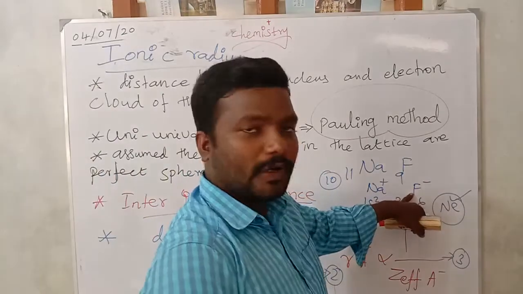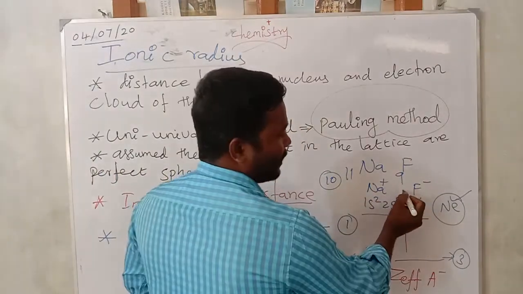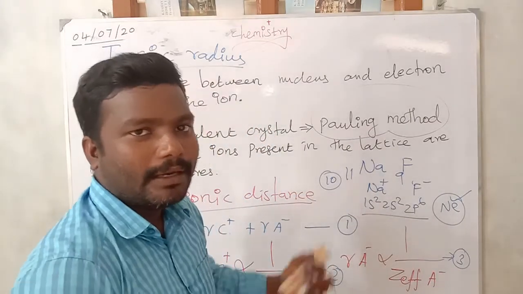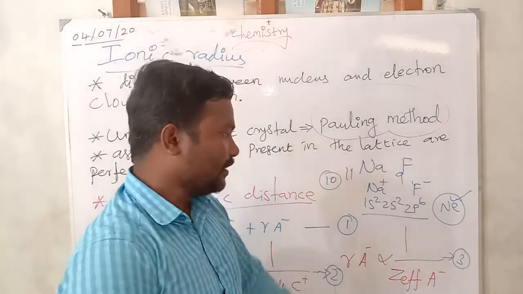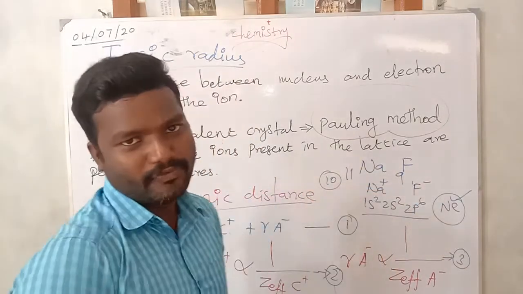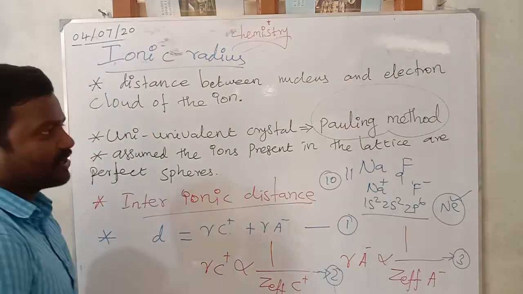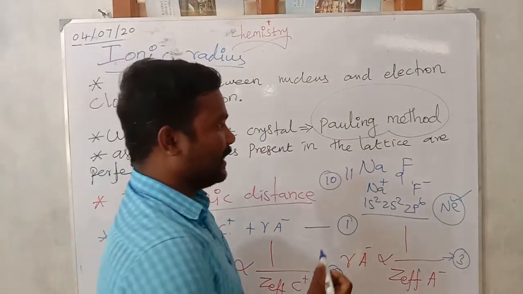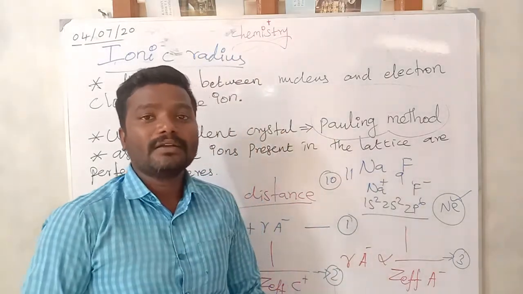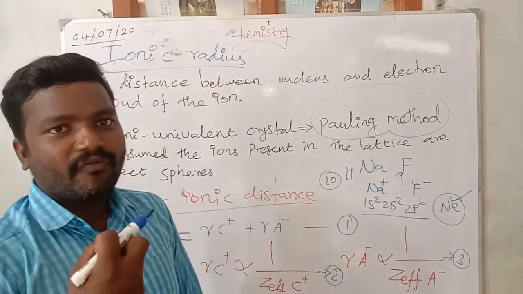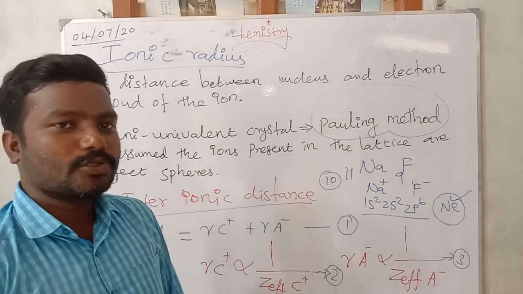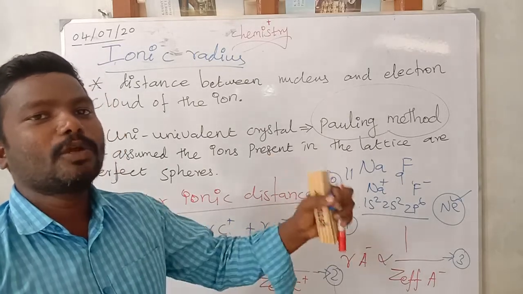Then you may think about fluorine. What is the atomic number of fluorine? 9. One more electron is gained, totally 10 electrons. What is the electronic configuration? 1s2, 2s2, 2p6. Same neon electronic configuration. So it is the assumption of the Pauling method. Sodium or fluorine in its ionic state has noble gas configuration. The ions having noble gas configuration, their radius is inversely proportional to their effective nuclear charge.